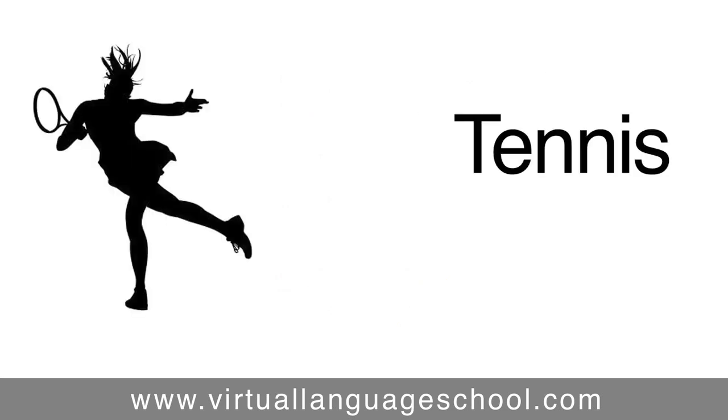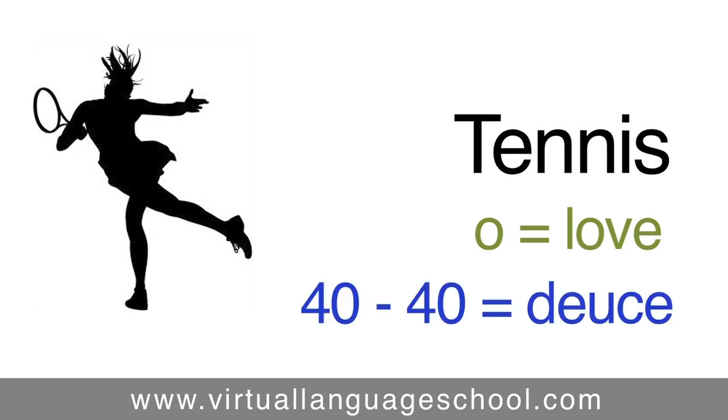In tennis, the 0 is referred to as love. When both players are tied at 40-40, this is referred to as deuce, after which one will gain the advantage and possibly go on to win the game.